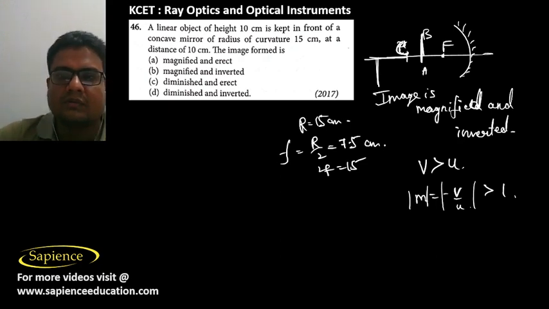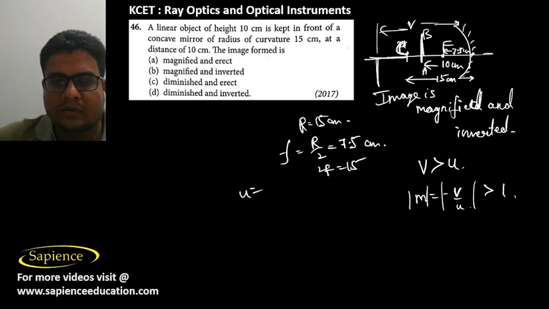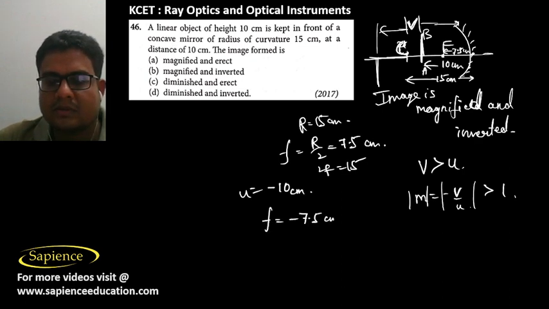So here if we want, we can solve also. Here u, that is 10 centimeter. This is the focal length, that is 7.5 centimeter, and the center of curvature is at a distance of 15 centimeter from the pole of the mirror. So this is v, this we have to find. Actually this is the magnitude of v, the length. Since length cannot be negative, but v will come negative. So u is here minus 10 centimeter. The focal length is minus 7.5 centimeter.